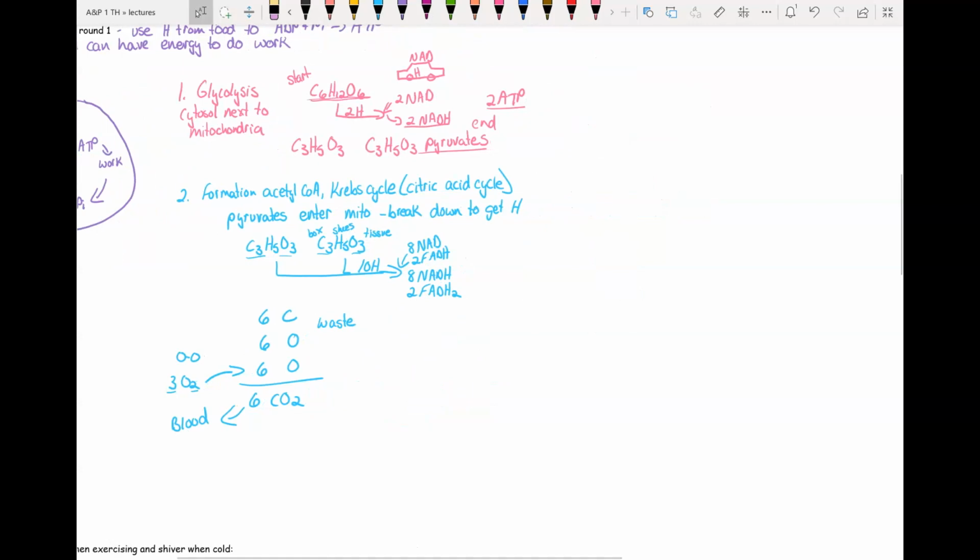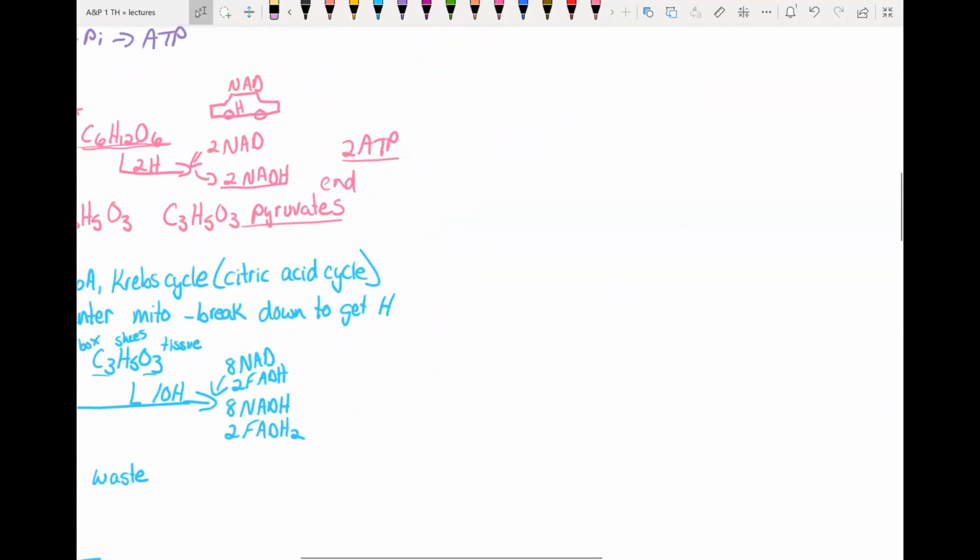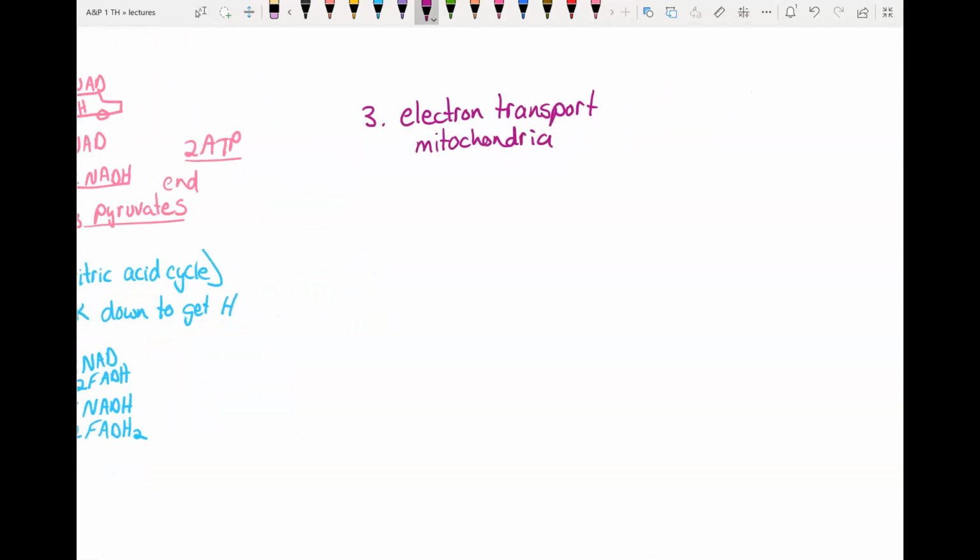Our next step is electron transport. This also takes place inside the mitochondria. And it's called the electron transport chain. It's kind of like a slide. I think of it as like you go to the park and there's a sliding board. That is the electron transport chain.